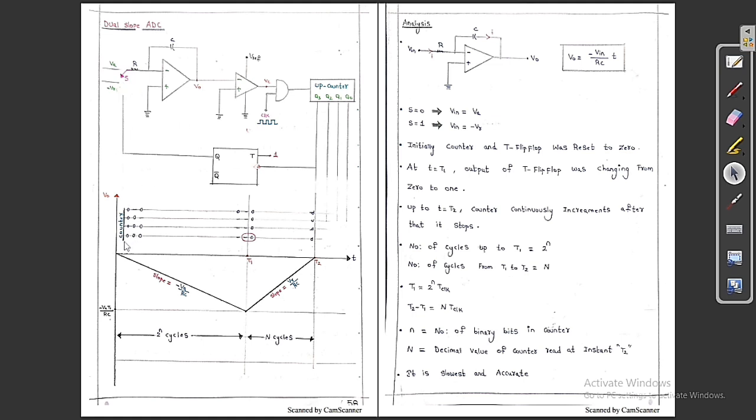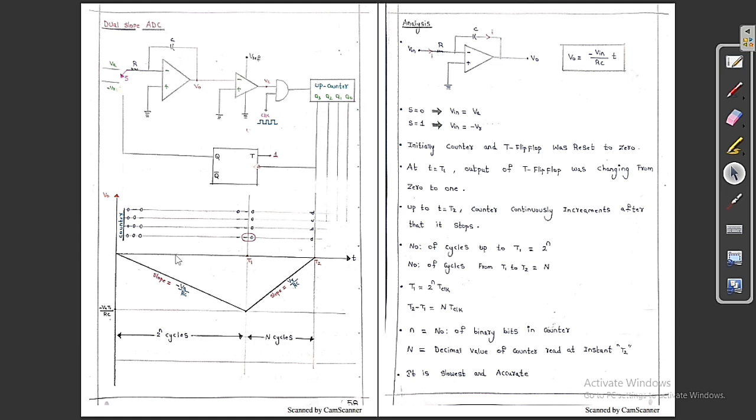Then, I already told you, this time is always fixed. 0 to T1 is always fixed. Only T1 to T2 is variable, because the slope is always constant, but as the VA increases, this peak value increases. So these two lines are parallel, and this T2 is going to increase, but T1 is always fixed. These are the important points that you always have to keep in mind.